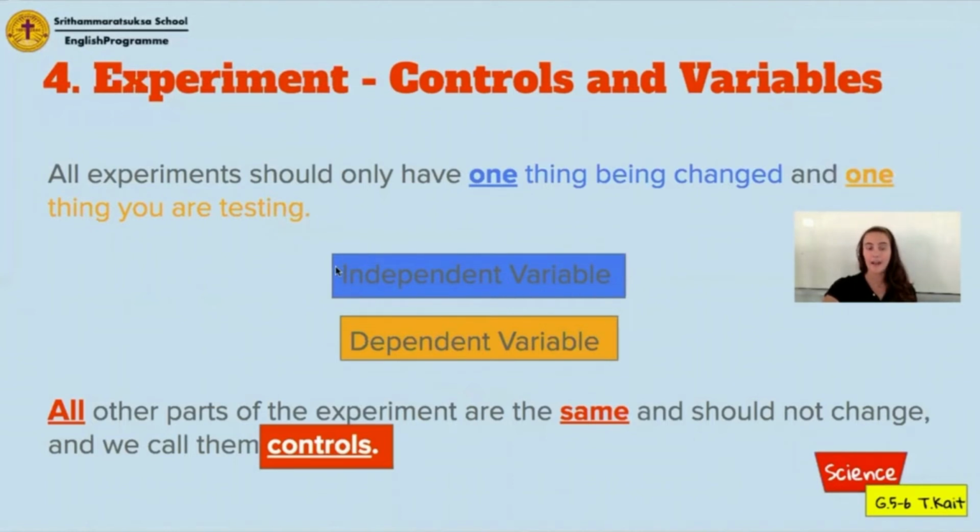I starts with I choose what is changing. And the thing you are testing is the dependent variable. It depends on what we are testing. All other parts of the experiment are the same and should not change, and we call them controls.